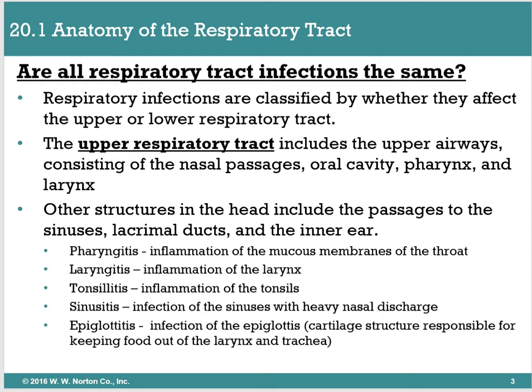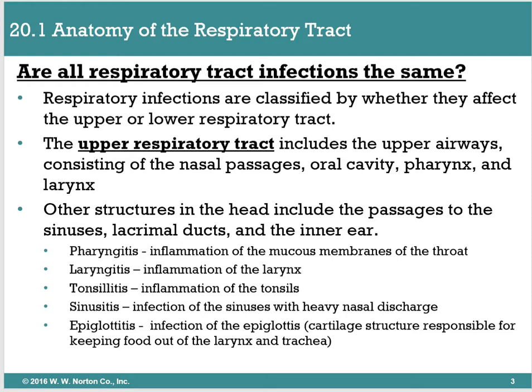So the upper part of the respiratory tract is your actual airways, your nasal cavity, your oral cavity, your pharynx, and your larynx. So if you think about it like a sinus infection. And then the other structures that are also included in the upper respiratory tract are your tonsils, your sinuses, your epiglottis, your inner ear. Those are all considered part of the upper respiratory tract. And then the lower respiratory tract is your actual lungs and your alveoli and everything.